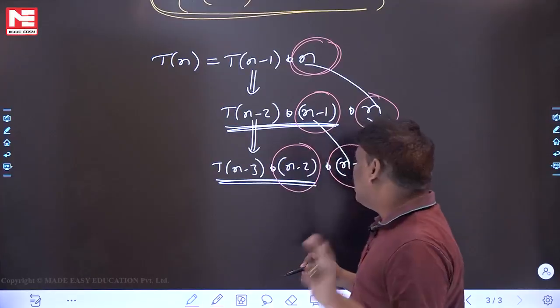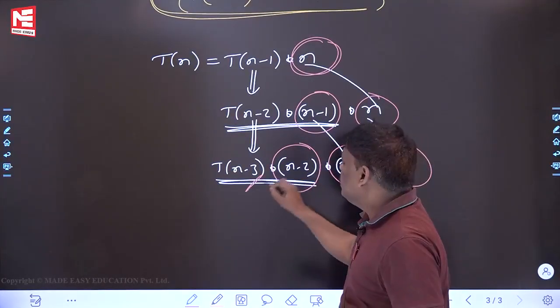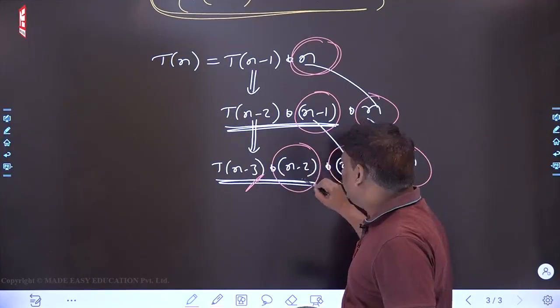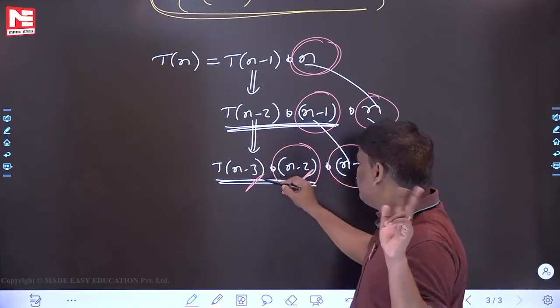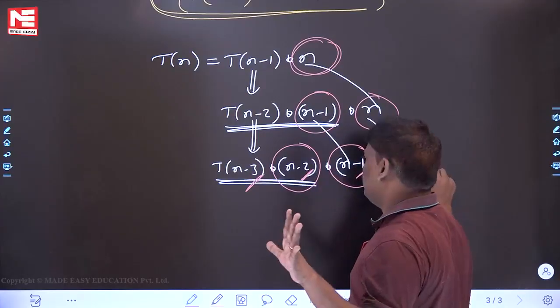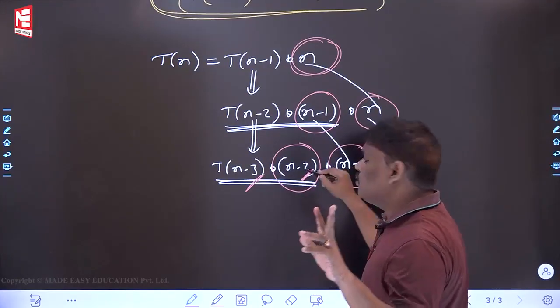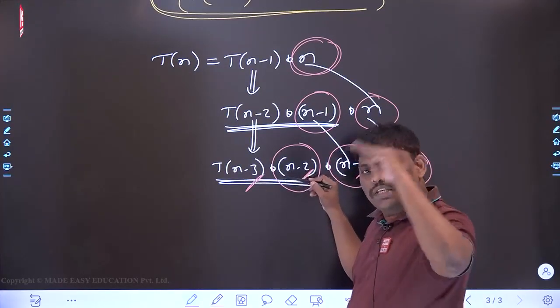Let me check here. If you do 3 times, you got T(n-3) here. If it is the 3, it means the 2; the 2 means the 1; the 1 means the 0. If I do 3 times, all will be in terms of 3. To verify whether it is right or wrong, just check the 2 also.